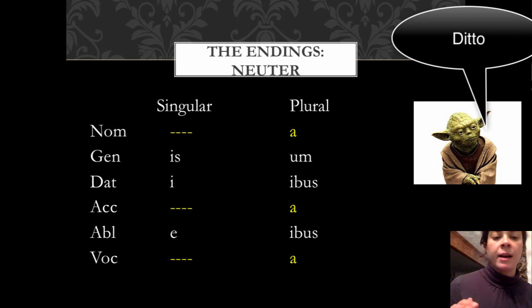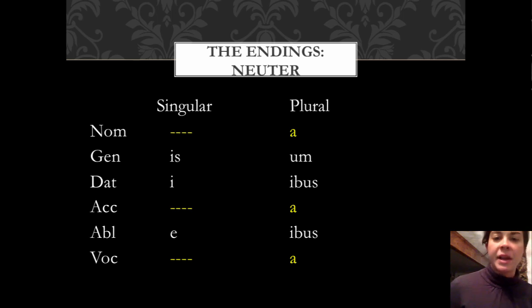So it becomes blank, is, i, blank, e, blank. And then in the plural, just like in second declension, the ending is a. So a, ibus, a, ibus, a. You can remember this by remembering uma uma for second and blanca blanca for third.